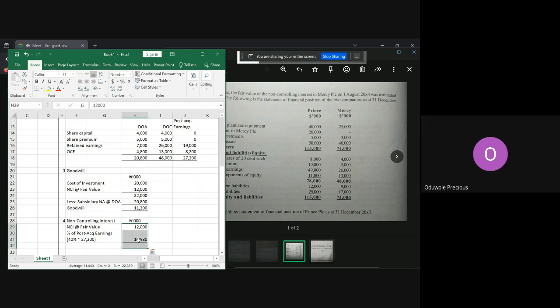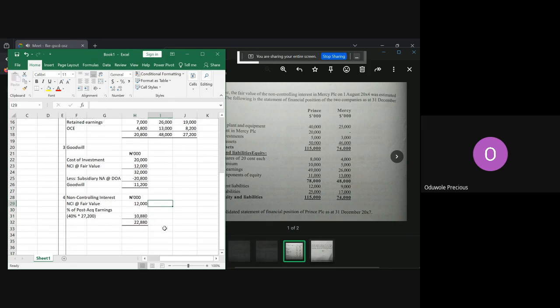So the addition of these two is our NCI. That means the value of our NCI plus the acquisition. NCI is the remaining percentage that was not owned by the parent. So if you want to calculate the value, it will be the percentage of NCI earned after acquisition, then the value going up plus the value will give you your NCI.